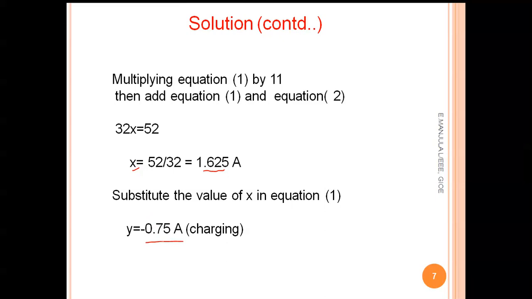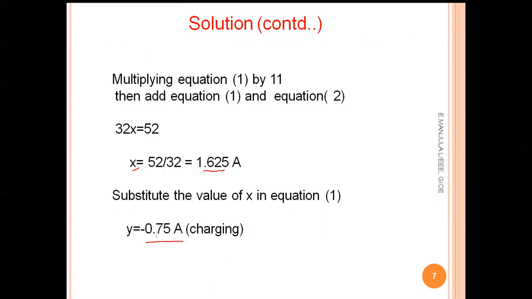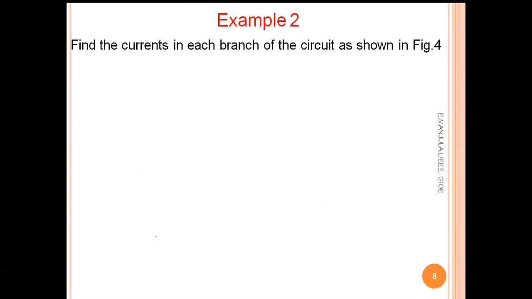So what does it mean? The direction of y is in reverse, because it is minus. So from this we got the currents x and y.